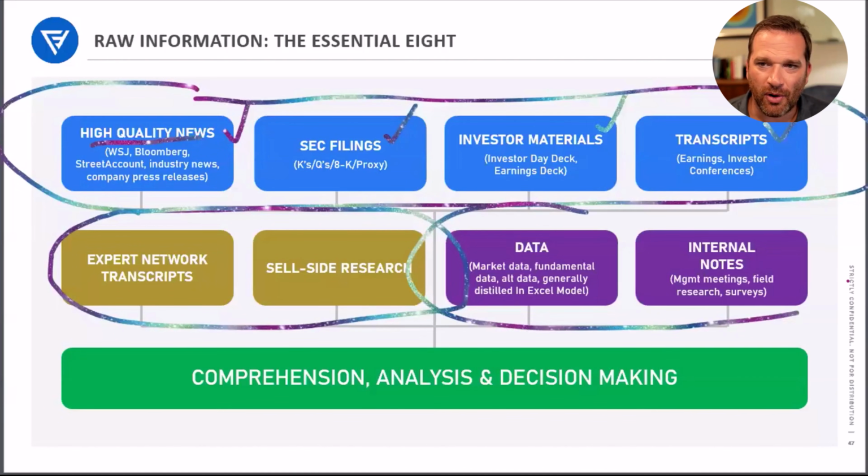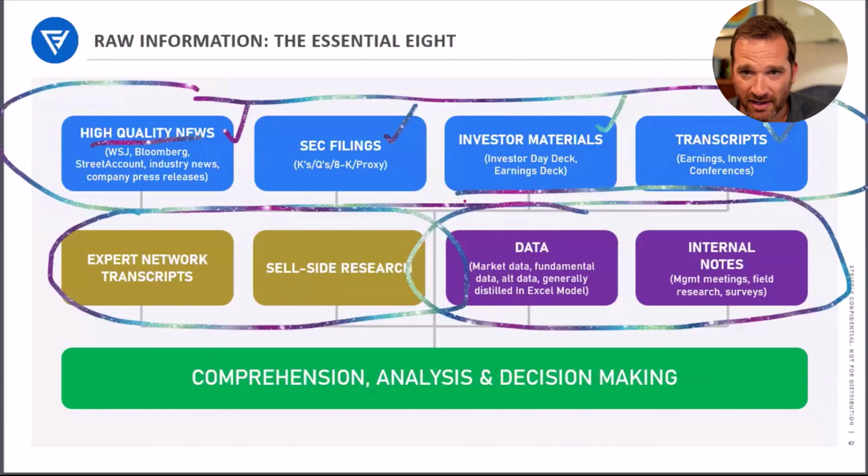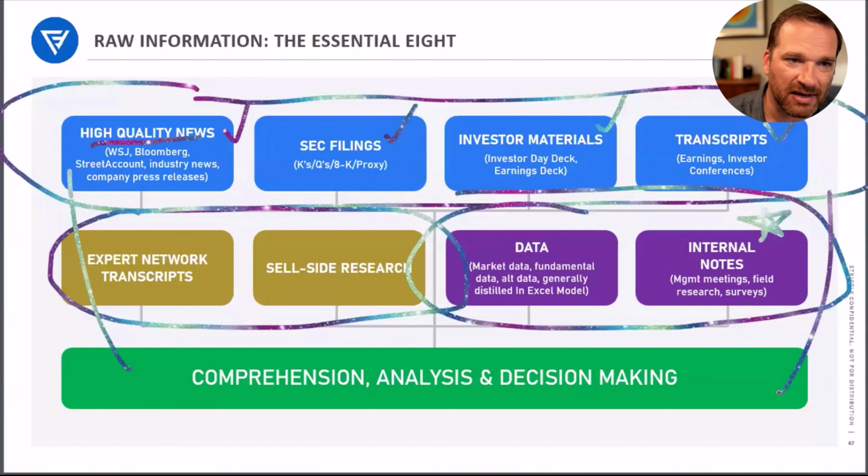And then in the purple, I'd say more proprietary, things like market data, fundamental data, and alt data, which is generally all distilled down into an Excel model and internal notes. These are harder to ingest, obviously, for compliance reasons. But ultimately, I think the next frontier, maybe the current frontier of AI, is ingesting all of these 8 into a database that all flows into comprehension, analysis, and decision making.